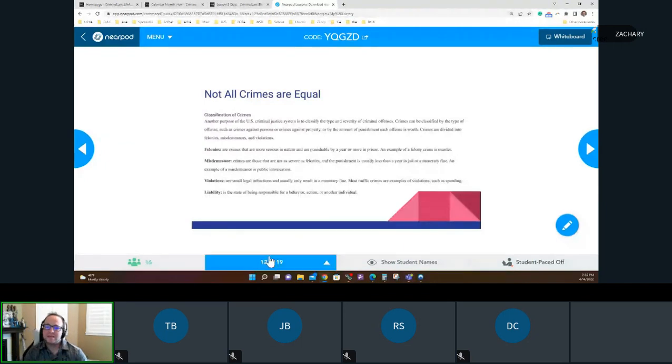And then the last one is liability. Okay, it is the state of being responsible for a behavior, action, or another individual. So, for example, when you're driving and you get in an accident, and it's your fault, you're liable for those damages, and that's why we carry car insurance and stuff like that. Okay, and you carry other insurances as well sometimes, like on your homeowner's insurance policy, you have liability coverage to cover you against those kinds of things.